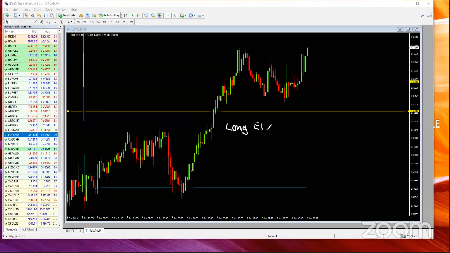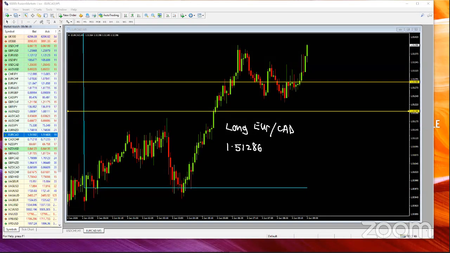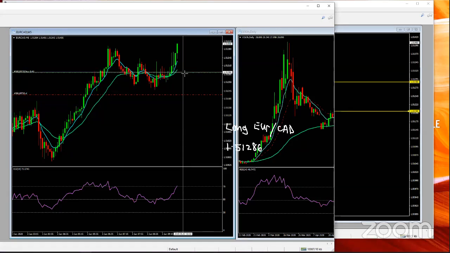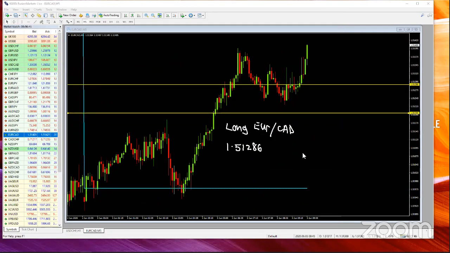Yeah, there's a long trade, so it's long EuroCAD, and it's a 5 minute chart, and we're looking at an entry at 1.51286. I might just double check that actually, because I've got in on my other account here. Where's my entry? 1.512 looks like 290, 1.51290. See if it comes back. It might well come back.